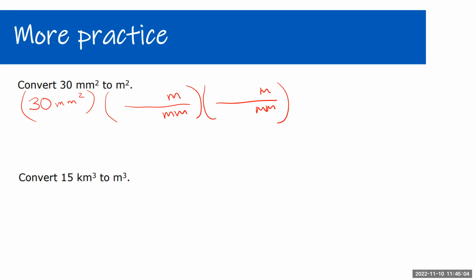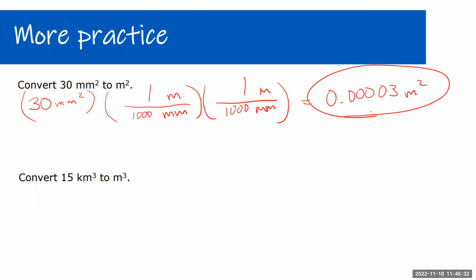How many meters are there to millimeters? Well, there's 1 meter to 1,000 millimeters. So we have 1 to 1,000. And if we put this in our calculator, we're going to get 0.00003, so 3 times 10 to the negative 5 meters squared. Okay, that's our final answer.